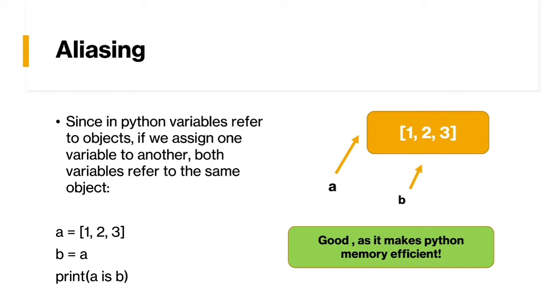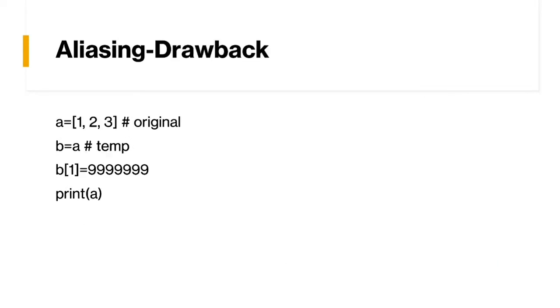But this particular way of assignment has a drawback associated with it. And what is that drawback? See, A was my original object, 1, 2, 3, and now I have just assigned the same variable B to the same object, that is 1, 2, 3. We have seen this in the previous diagram also.